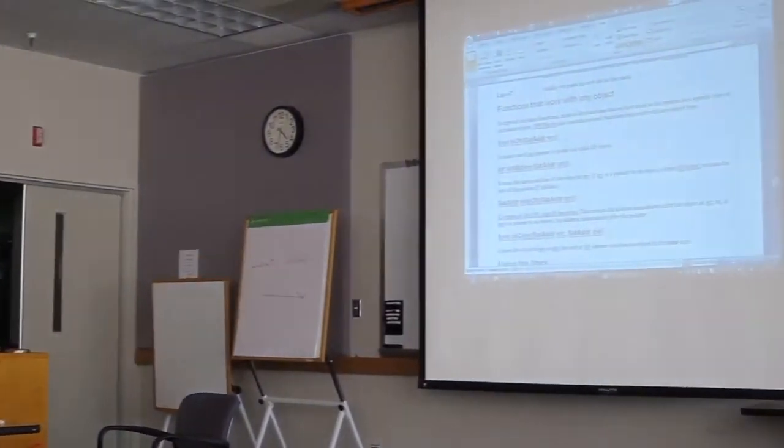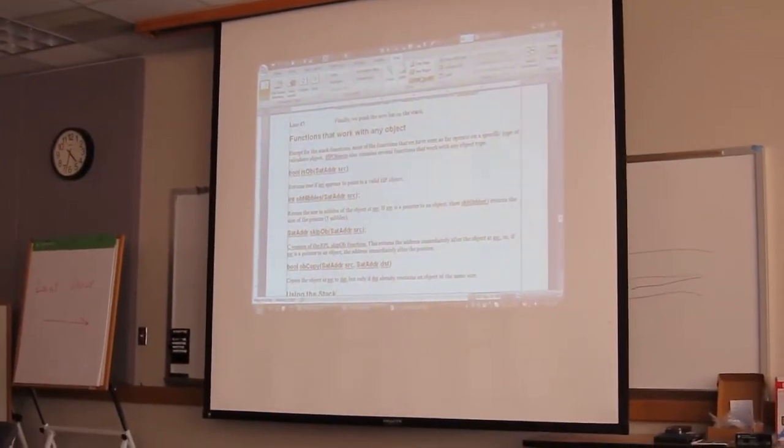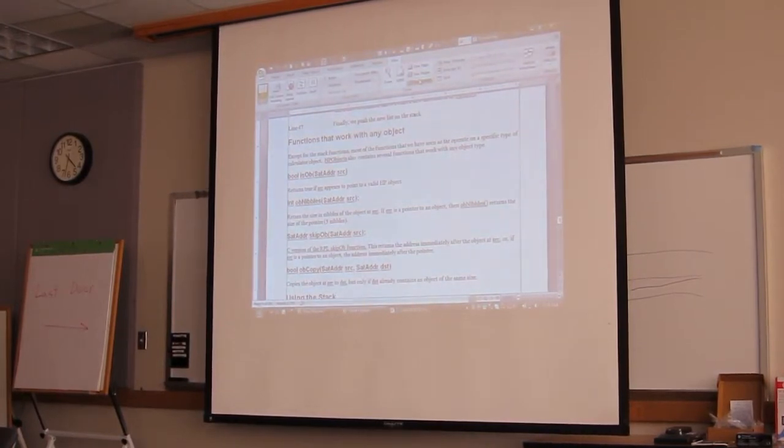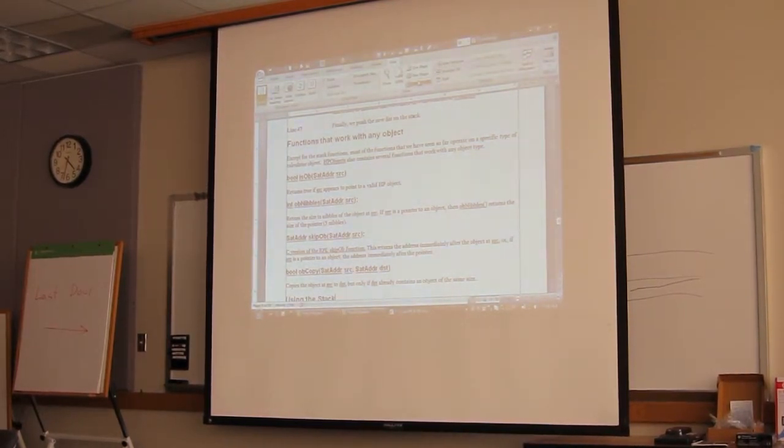SkipOb simply returns the address after the current object. And as you can imagine, that simply takes whatever the source is and adds the value from OBNibbles. OBCopy will copy an object from the source to the destination, but only if the destination already contains something of the same size. It's very important within the calculator memory that the objects be lined up absolutely contiguously. So where one object stops, the next one must start. If you don't have that, you're going to crash the calculator.